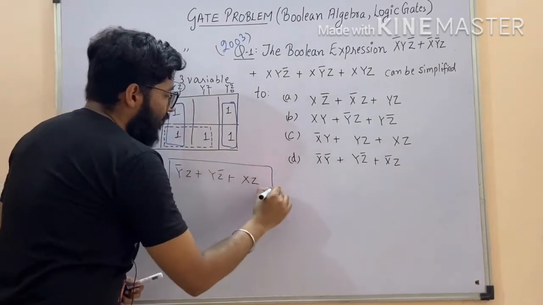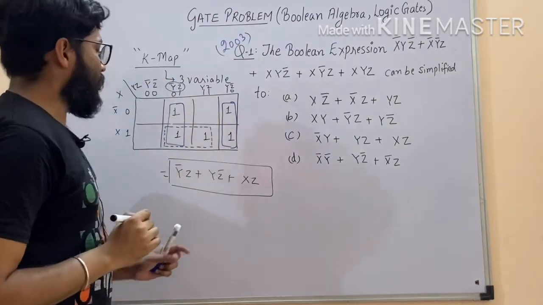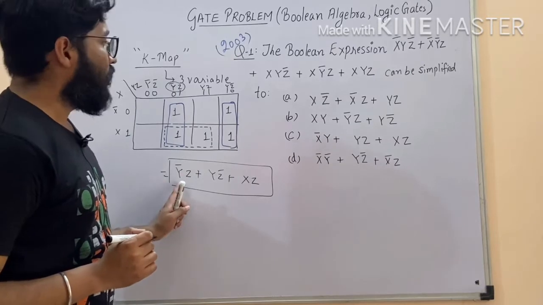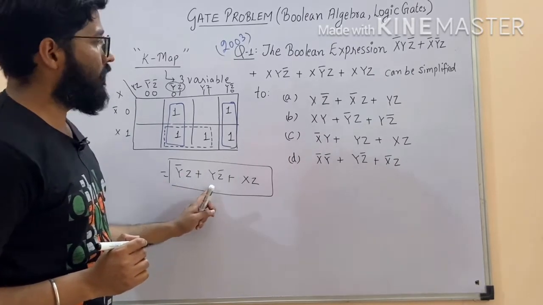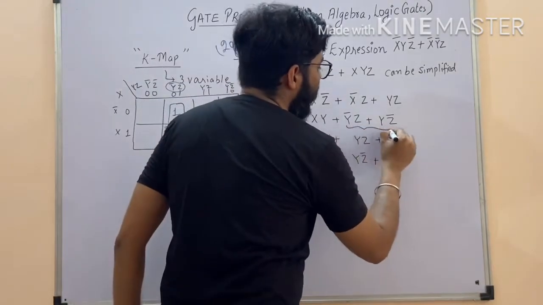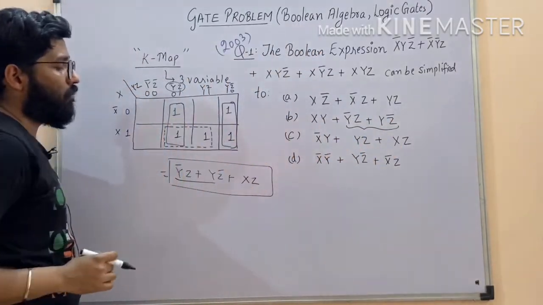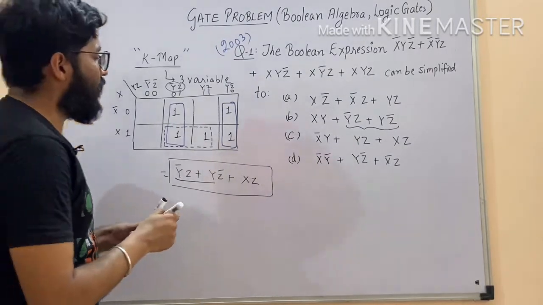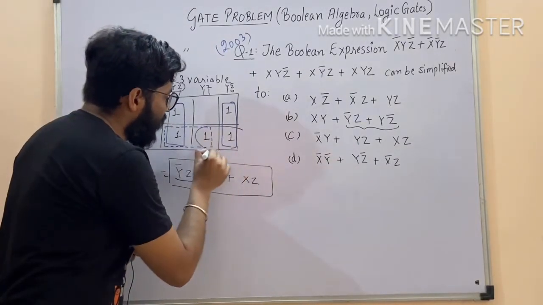Now see, does this answer match the options? X y is not there. Y complement z and y z complement, these 2 terms are common in this expression. But x y is not there, so I think the options are taking consideration of the other grouping. You have to consider this group.